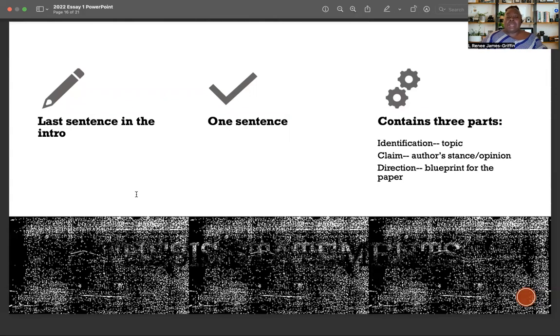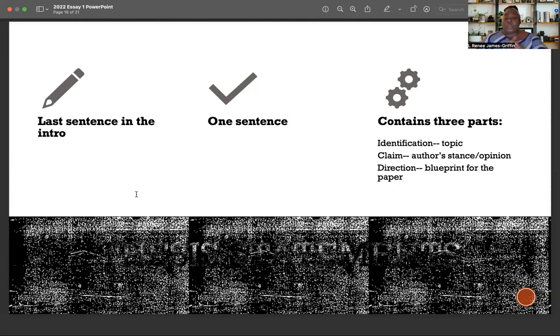And what I have found, since this is typically the first class that most students take when they enter college, is that they struggle with writing a quality thesis statement. So for all 3 essays in this class, your thesis statement is going to be the last sentence in the introduction, and it's going to be 1 sentence. Okay, so those are the first 2 parameters.